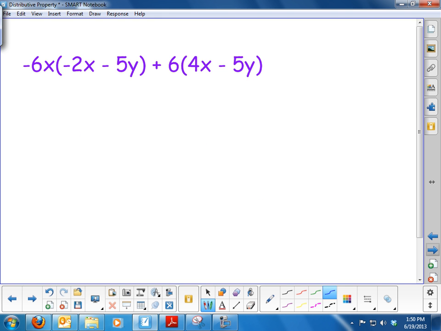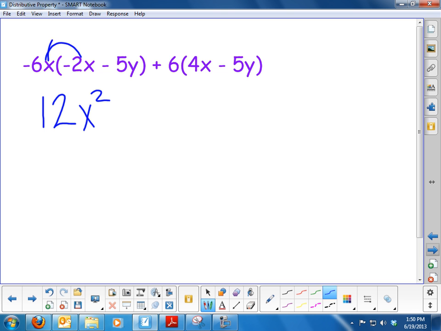Okay, let's look at, I believe this is our last example. Here I have 2 sets of parentheses, so I'm going to be distributing 2 different times in my problem. The first time, I'm distributing a negative 6x times a negative 2x. Negative 6 times negative 2 is positive 12. What's x times x? X squared.